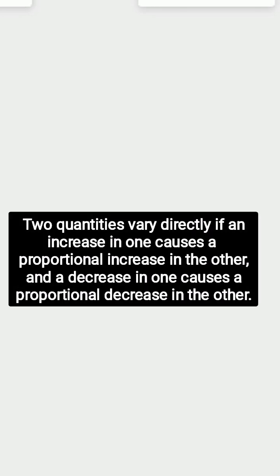What is direct variation? Two quantities vary directly if an increase in one causes a proportional increase in the other, and a decrease in one quantity causes a proportional decrease in the other. Like we just used the orange as an example. When you increase the quantity of oranges you buy, the amount spent will increase. When you reduce the number of oranges you want to buy, the amount you're going to spend will decrease. So that is an example of direct variation.